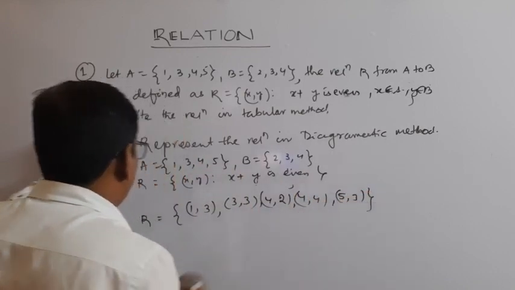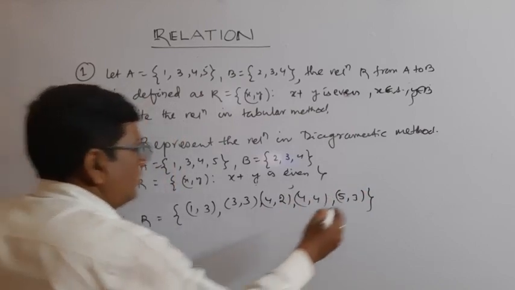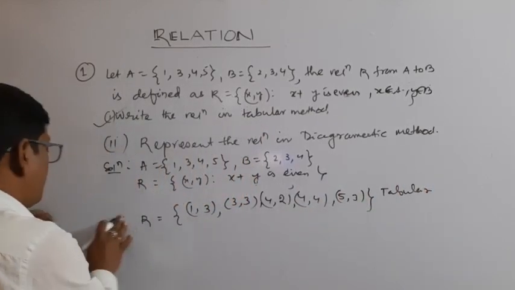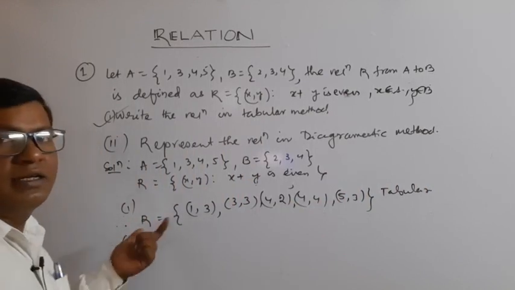This is the tabular method, number 1. This is the roster tabular method. Now number 2 is represent the relation in diagram.